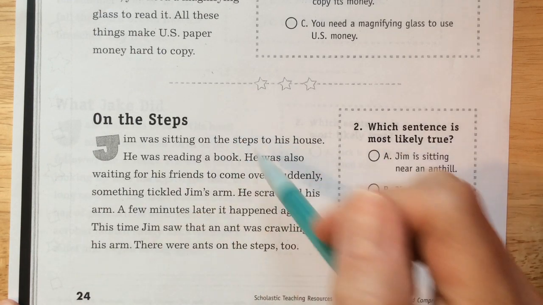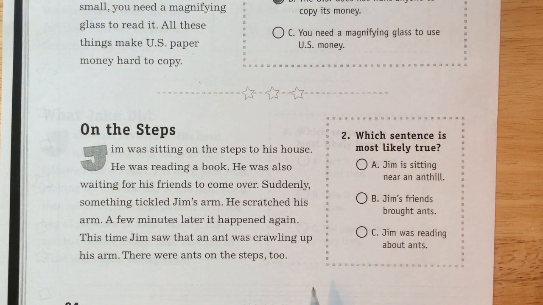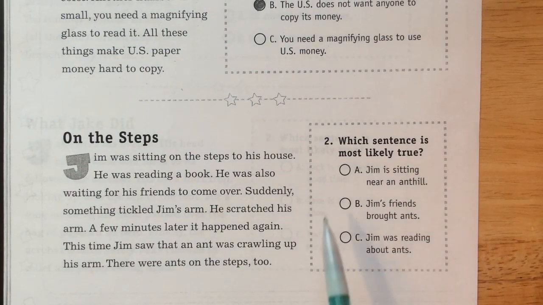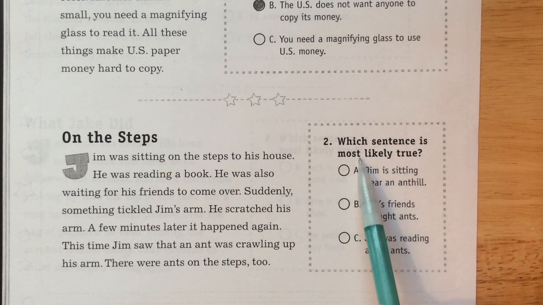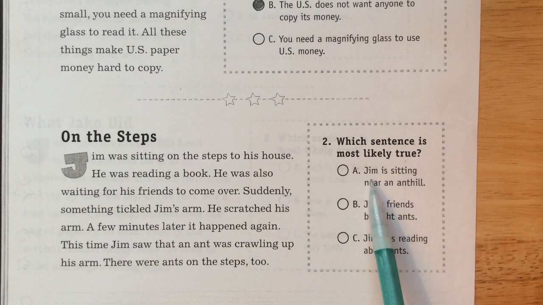So think about what the author told you. What did the text say? Think about what you know, and let us infer to see which sentence is most likely true. Is it A, Jim is sitting near an anthill? Could it be B, Jim's friends brought ants? Or could it be C, Jim was reading about ants?